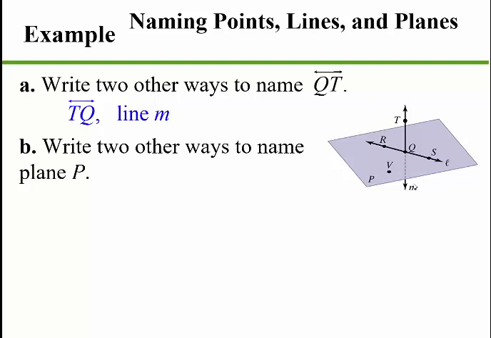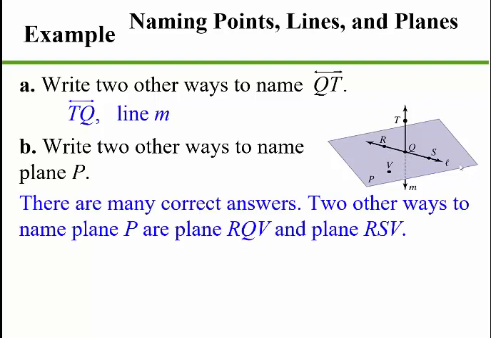All right, so write 2 other ways to name plane P. Plane P is this rectangular box here. Here's what's important. We have letters R, Q, S, and V. Now all those letters that represent points fall on that plane. Remember, you can't say plane RQS because those points all fall on a line. But there's many ways to do this. 2 ways that we could name plane P are with R, Q, and V, those are 3 points that are not on a line, or R, S, and V. That's another one, 3 points not on a line.